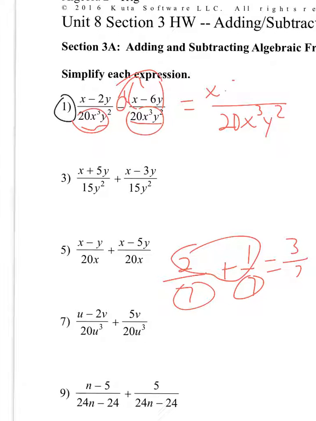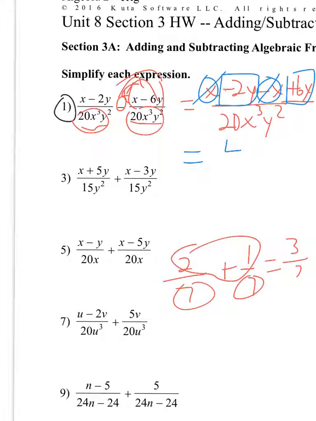So I'm going to have x minus 2y, and then I distribute the -1, so it's minus x, and then plus 6y, because negative distributed to negative makes it positive. Now I'm going to combine like terms on top. I have x minus x, which drops out. Now I combine my -2y and plus 6y. So that is 4y all over 20x cubed y squared.